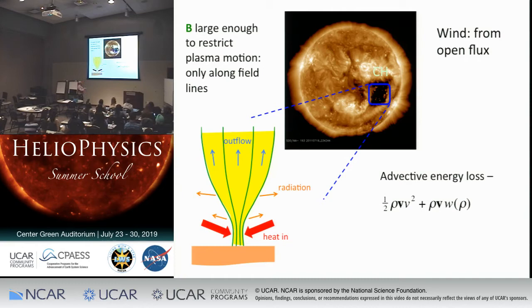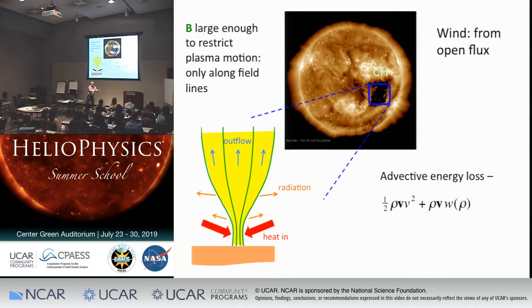In these regions here, the magnetic field, rather than being closed at both ends, so the only place for the heat to go was out through radiation, these magnetic field lines are open. So we now have another term in our energy loss. We can actually move the plasma out parallel to the magnetic fields. B is large still. It's not that the magnetic field is that much weaker here, but it actually constrains the plasma from moving across it, but not along it. So material can flow outward.